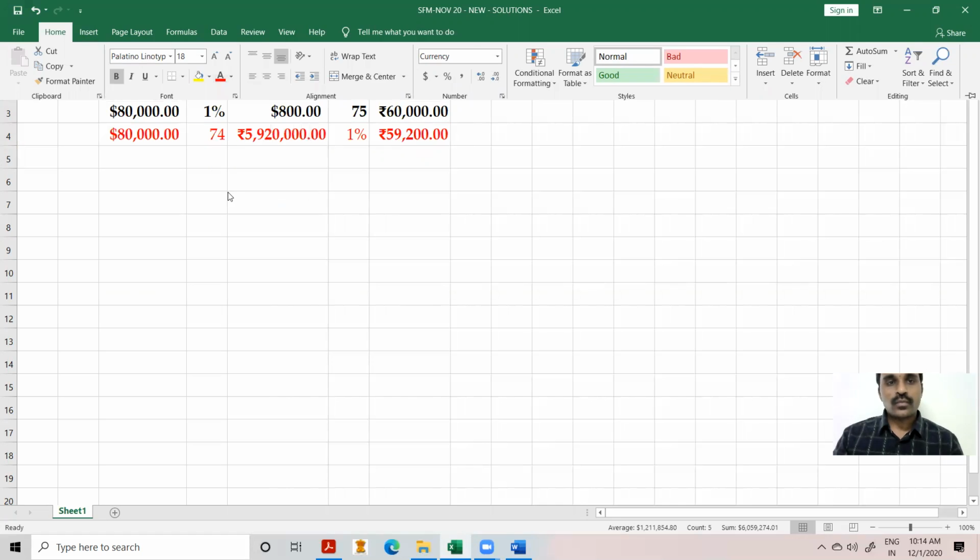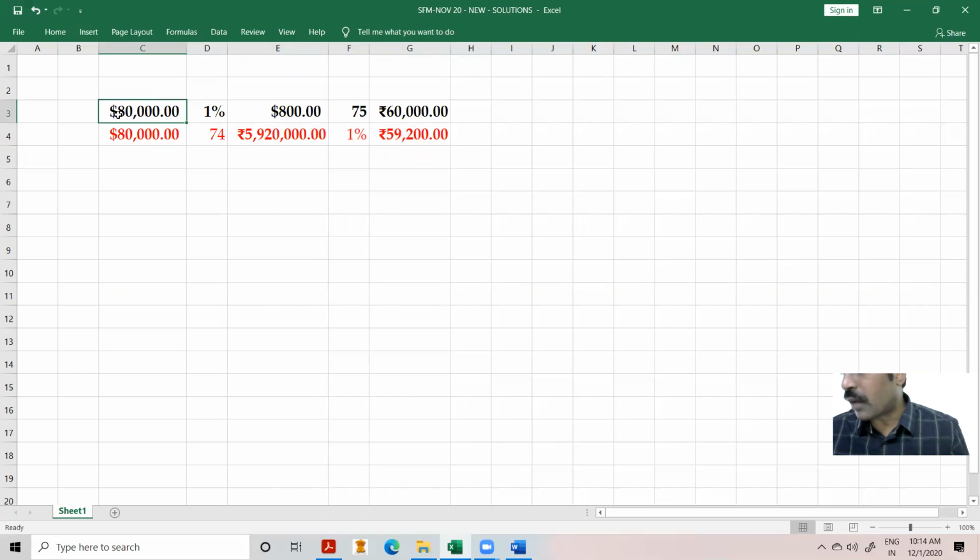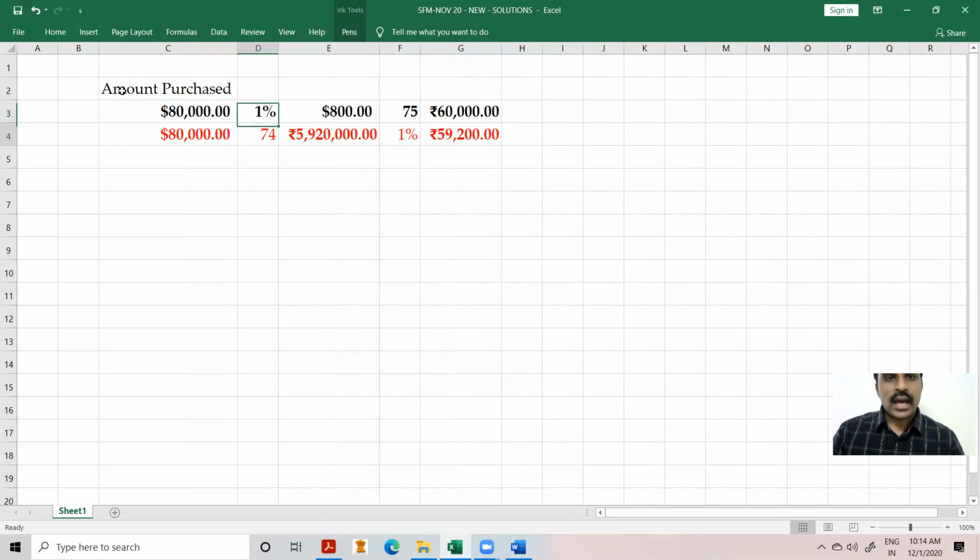So this 80,000 is the amount purchased. Now this is the money paid, the money paid for the amount purchased. So it is not appropriate to apply 1% on this 59 lakh 20,000. We have to apply 1% on this 80,000. The amount purchased is 80,000. So therefore, this is the wrong answer.